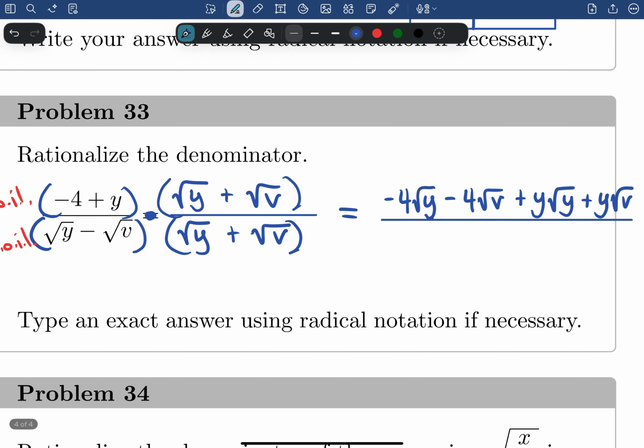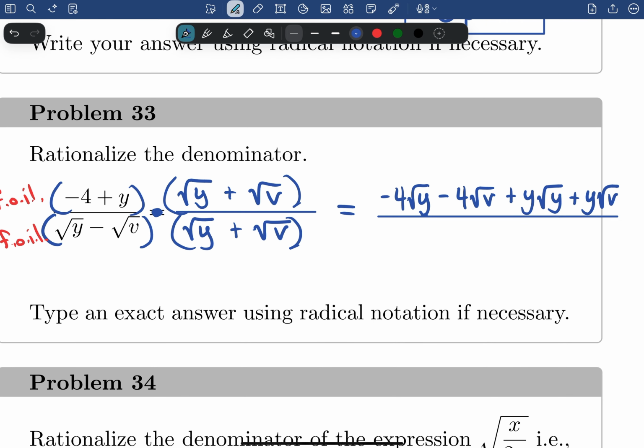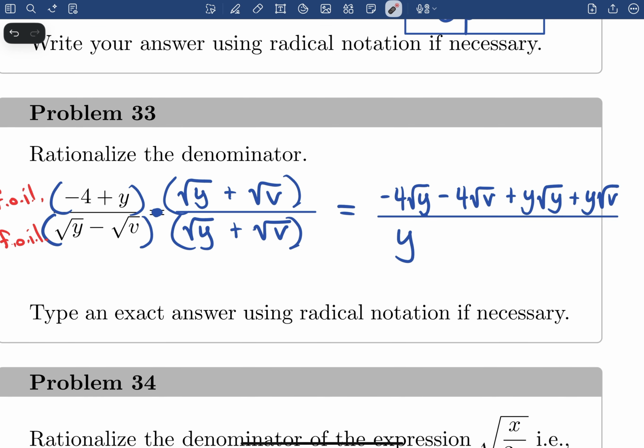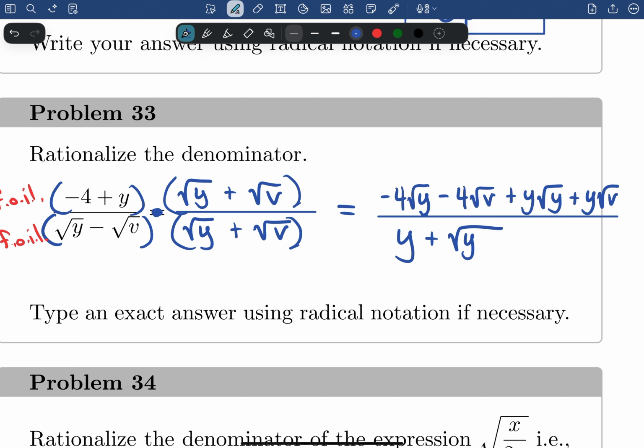Okay, so just write it out. It doesn't simplify. You just take this times this, and then add it with this times this, and then this times this, and then this times this, right? Now let's FOIL the denominators and see what happens. Well, in this case, we get the square root of y times the square root of y, which is y. Okay, so first terms, good. Outer terms, square root of y times the square root of v. And so you could turn this into a single radical with y and v inside.